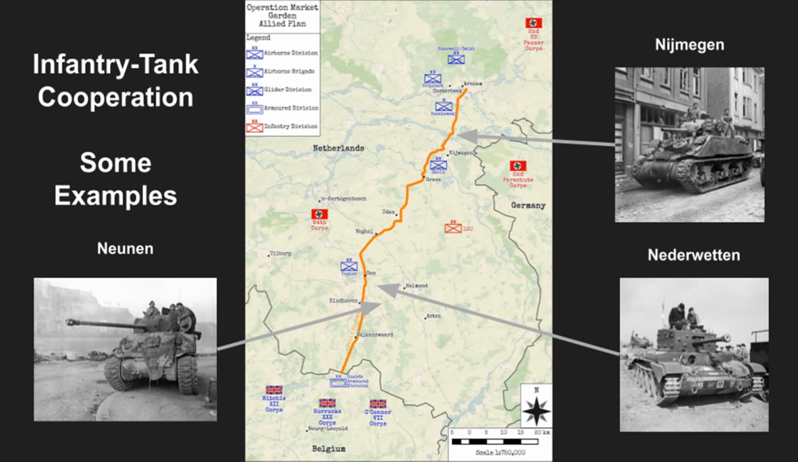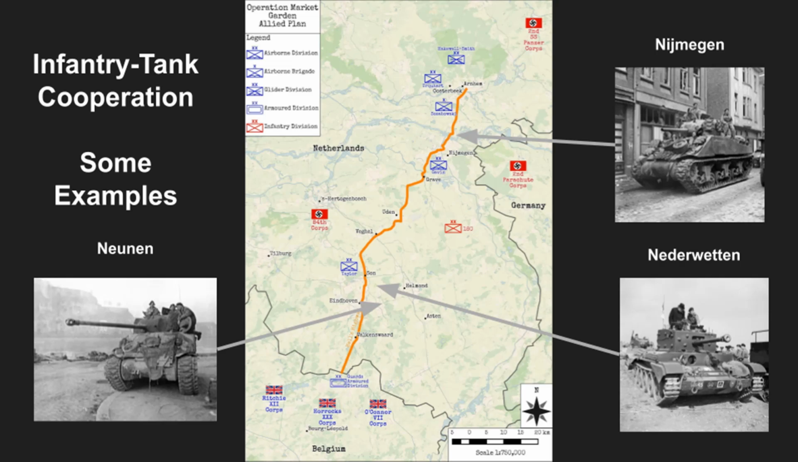Elsewhere, divisional troops operating separately from the armoured brigade would fulfil a role similar to the original Army tank battalions. Individual tank squadrons and troops were attached to or worked with infantry units during the battle. Examples include the 15th/19th Hussars, equipped with Cromwell tanks, fighting with the 101st Airborne at Nederwetten, or the Shermans from the 44th Battalion of the Royal Tank Regiment, fighting with the 101st Airborne at Neuenen. In these cases, armour supported infantry.